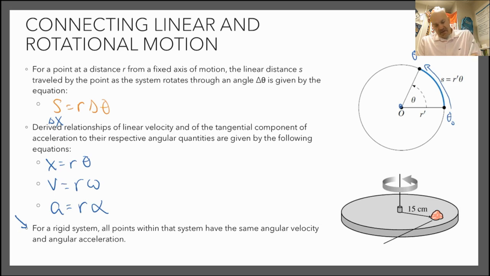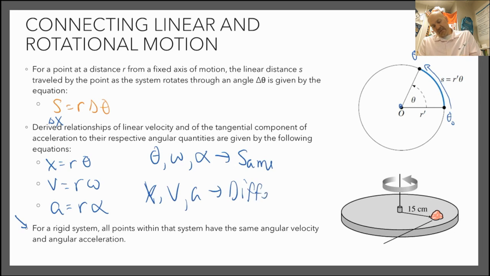So what does that mean? Theta, omega, and alpha will always be the same. x, v, and a will be different based on the location, based on r. So the further you are from the axis of rotation, the farther you move, the faster you move, the quicker you're accelerated.